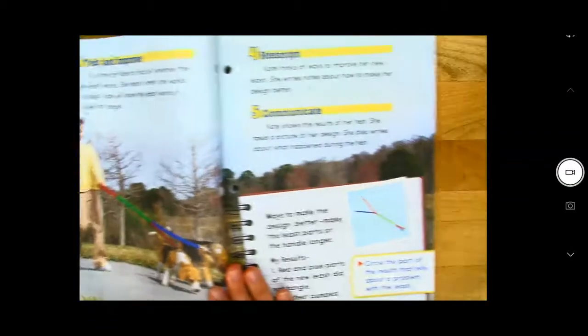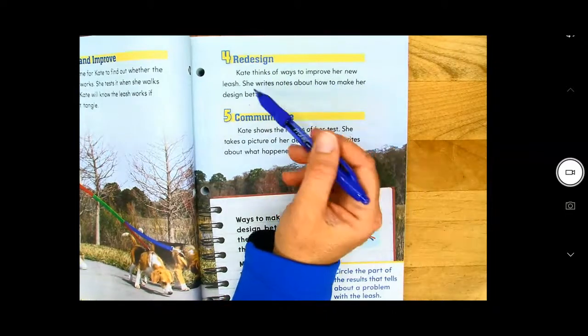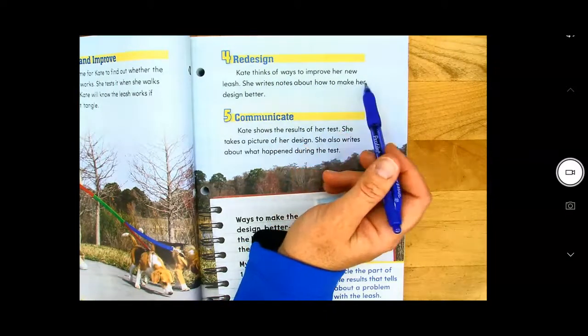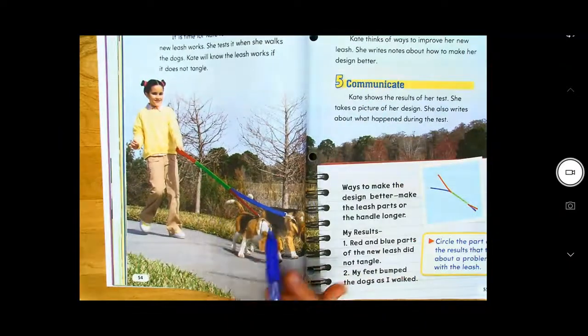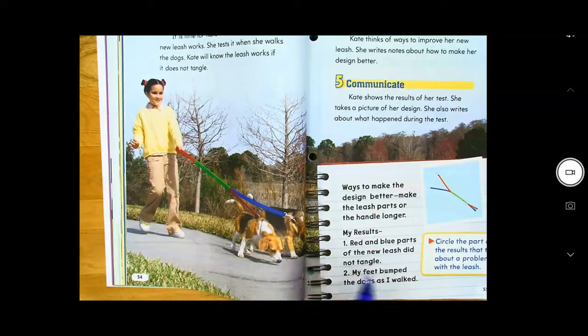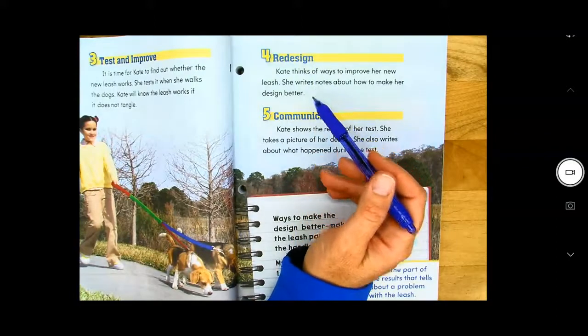Okay. Number 4, redesign. Kate thinks of ways to improve her new leash. She writes notes about how to make her design better. Okay, just because you did it one way doesn't mean you can't make it better. Have you ever made something and you're like, oh, I think I can do it better this way? Well, that's the whole design process. Redesign and make it better.